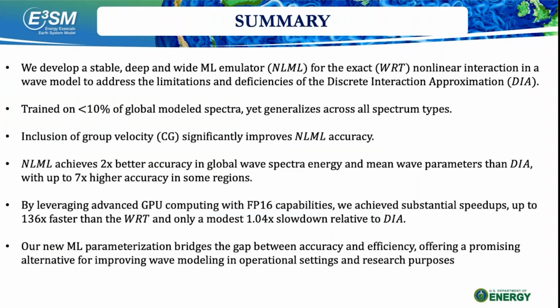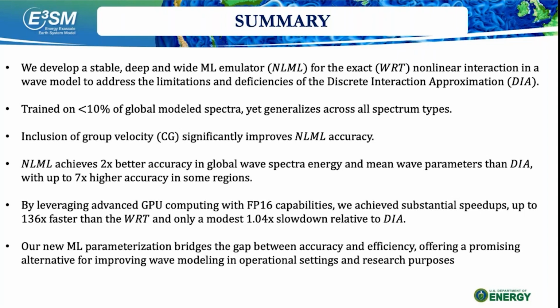So, summary: we developed a stable deep neural network for the exact nonlinear interaction in wave models to address the limitations and deficiency of the DIA. I failed to mention that we only trained on less than 10% of the global wave model. So we used 56K structured mesh grid points, and we trained on just 3,000 points, and we're able to generalize across all spectrum types.